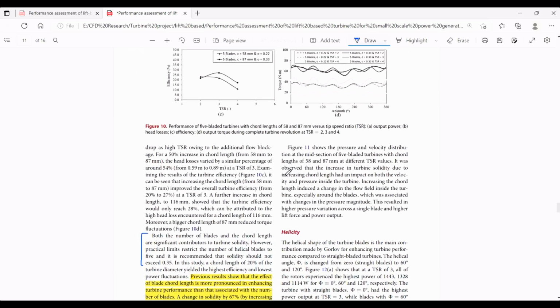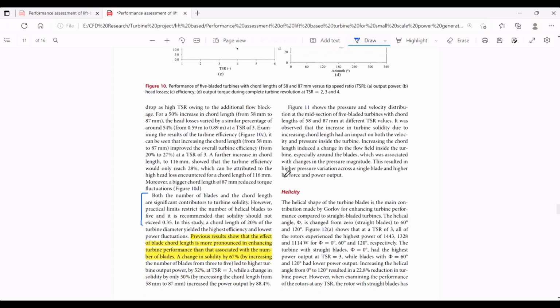Both the number of blades and chord length are significant contributors to the turbine solidity. However, there are practical limits to the number of helical blades, that is 5, and it is recommended that the solidity should not exceed 0.35. And previous results from the simulations showed that the effect of chord length is more pronounced in enhancing turbine performance than that of the number of blades.